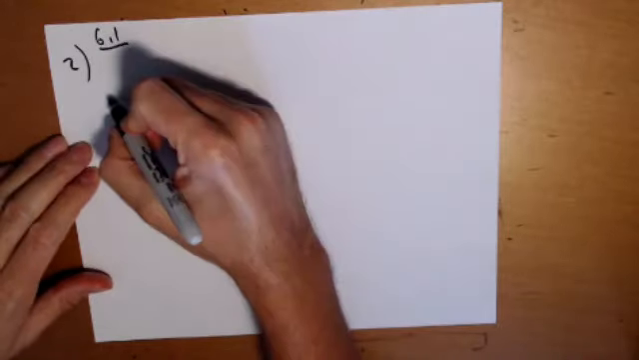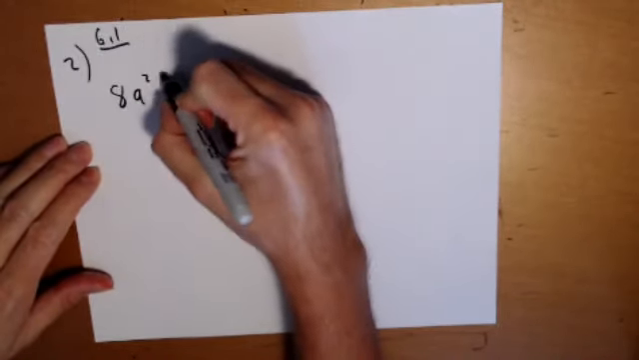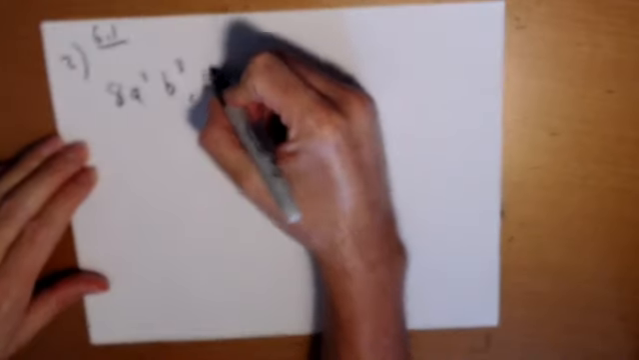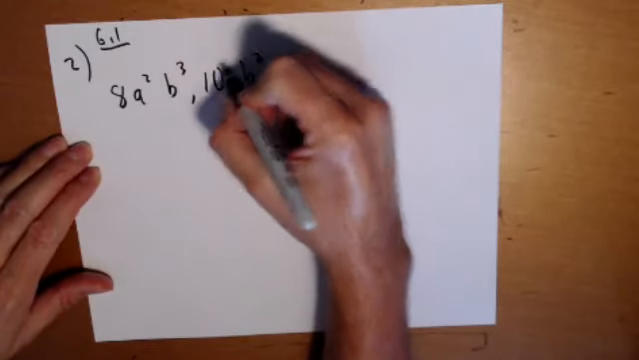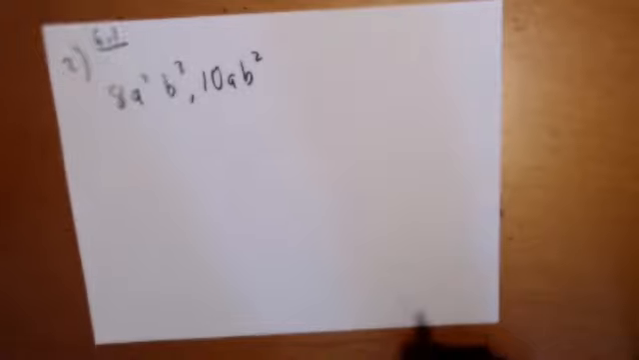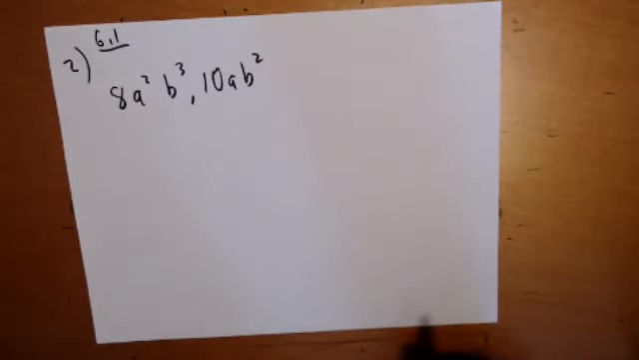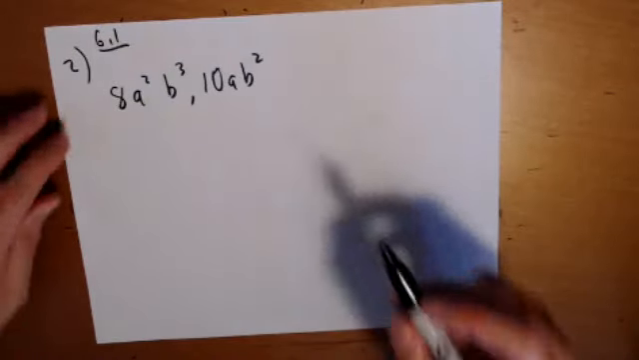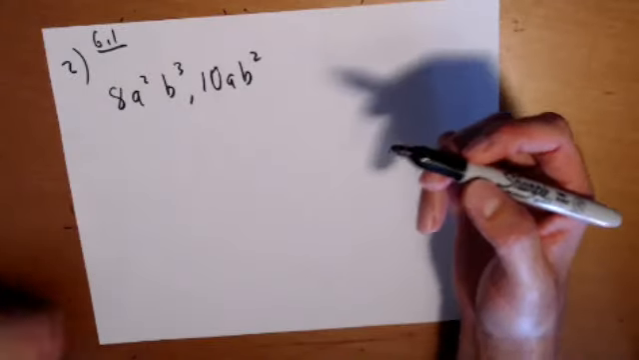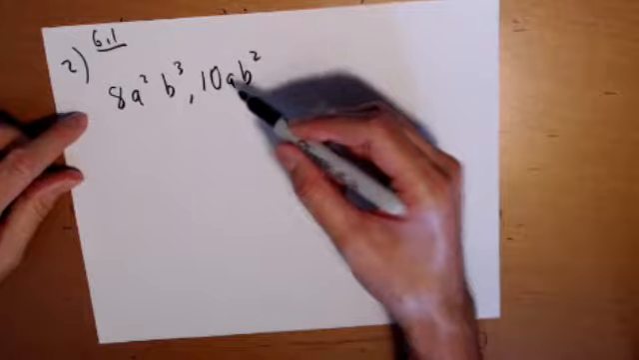Number 2: 8a squared b cubed, comma, 10ab squared. All those extra videos I posted down below from Khan Academy and Organic Tutor are great. Be sure to watch those. I'm just going to go through and quickly do a bunch of even problems. Find the greatest common factor.